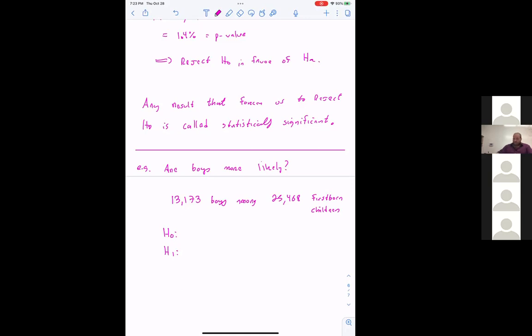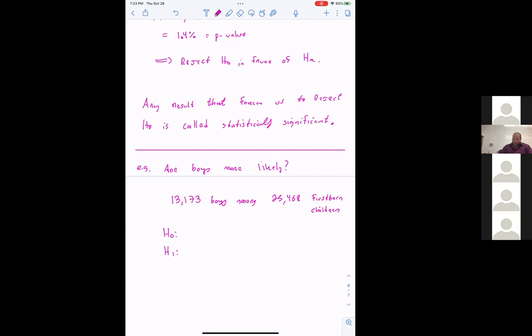Numbers will play a role. But remember, when it comes to the hypotheses, nothing from the sample plays a role, because the hypotheses are always about the population. What is true about the population? We use the sample to test, but the hypotheses themselves never involve the sample. So what are the null and alternative hypotheses in this example?